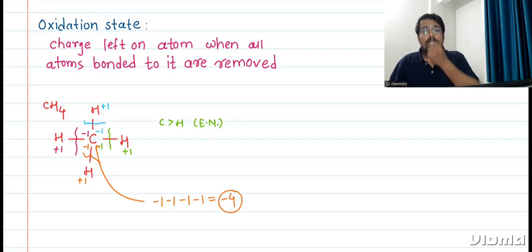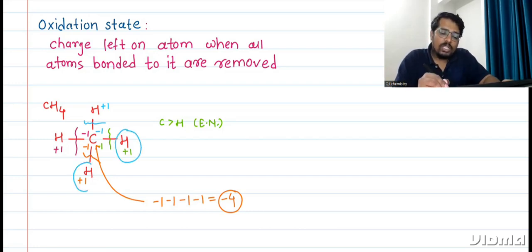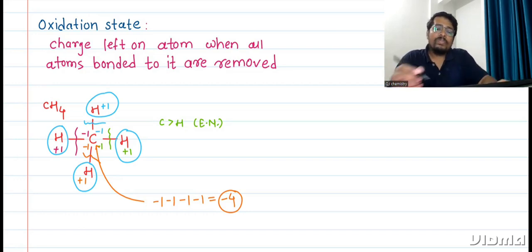Okay. So in the methane molecule, what is the oxidation state of carbon? In the methane molecule, the oxidation state of carbon is -4. While the oxidation state of hydrogen, so on each hydrogen, what is the charge? +1, here also +1, +1, and +1. So on each hydrogen, the oxidation state of hydrogen is +1. So in the methane molecule, the oxidation state of carbon is -4, while the oxidation state of each hydrogen atom is +1.